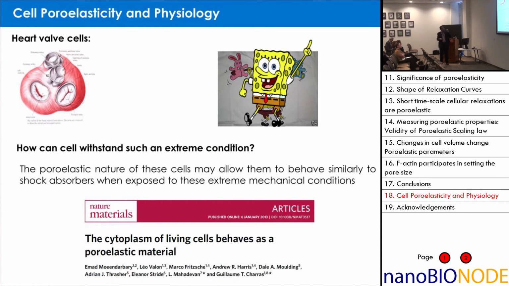So going back to the previous problem, to the heart valve cells, how can heart valve cells withstand such an extreme condition? The poroelastic nature of the cells can help them to withstand such extreme conditions, to act like a shock absorber. And so this is just a motivation for how cell poroelasticity could be important in physiology.